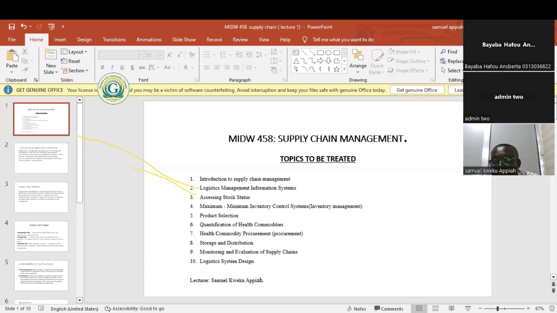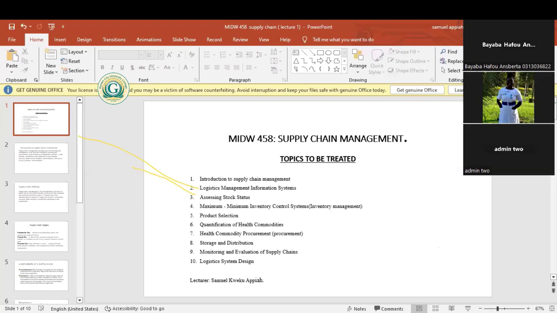Logistics, how should I explain this? They are how we acquire and store goods and services we use, and how we make sure that they are being effectively distributed. Okay, very good.